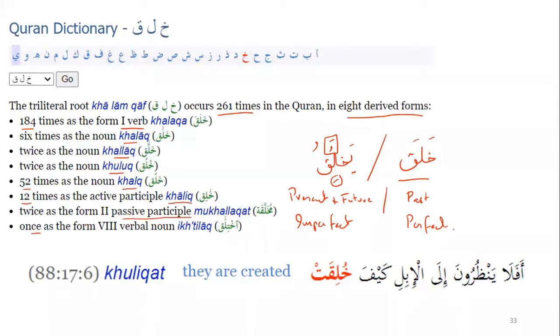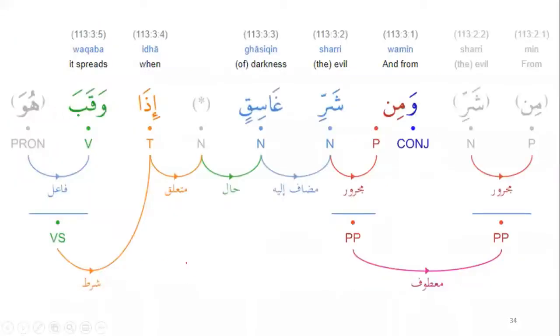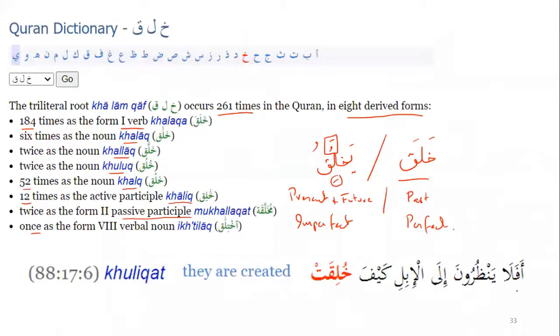It is also used in different ways. For example, here in Surah Al-Ghashiyah, it is being used in the following sense. Afla yanzuruna ila al-ibli kayfa khuliqat. So this, you might recall, is the majhul form, which is they are created, in which the active person or the one who's doing the work is not really being mentioned. So those are the different ways that the word khalaqa has been used in the Quran.